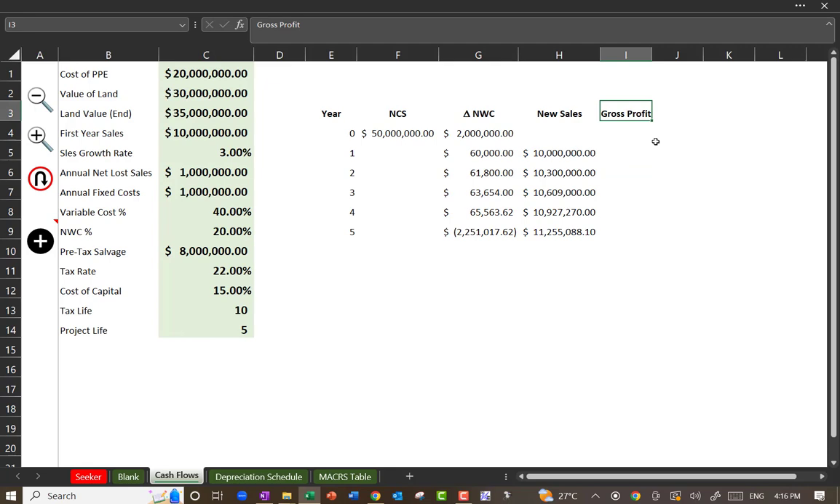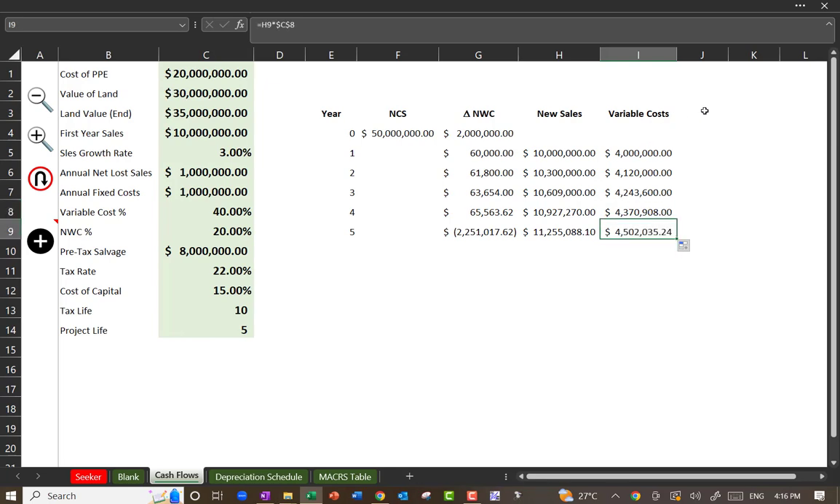or let me put another column. Variable costs, because it changes by sales. I don't have to do it, but for simplicity, multiply sales by variable cost percentage. I don't know why it didn't go all the way. It should have.